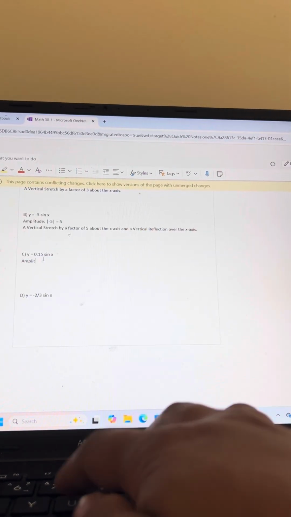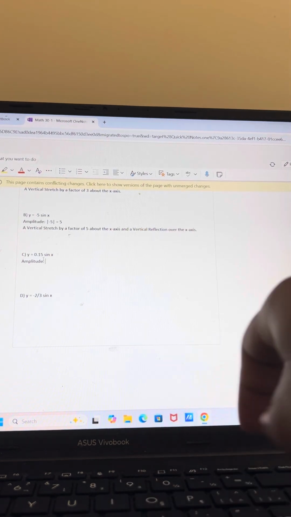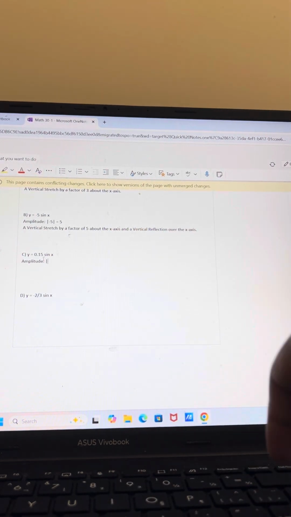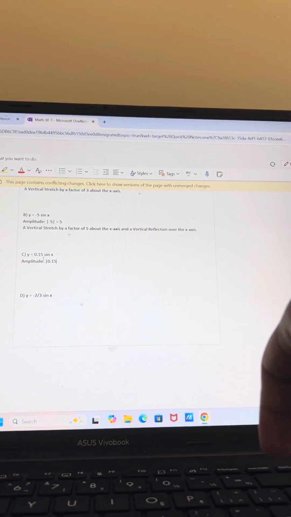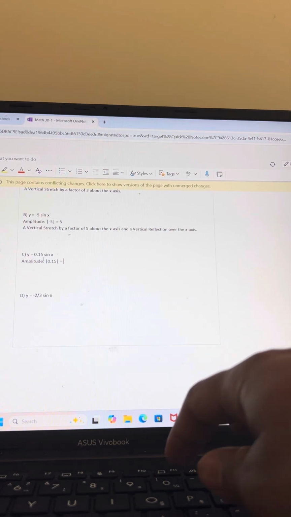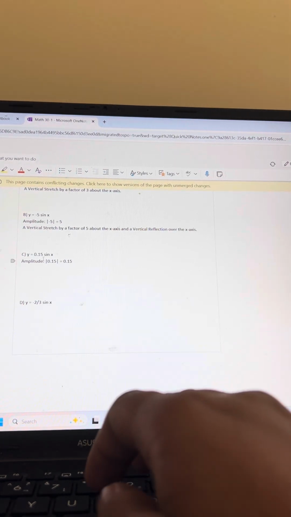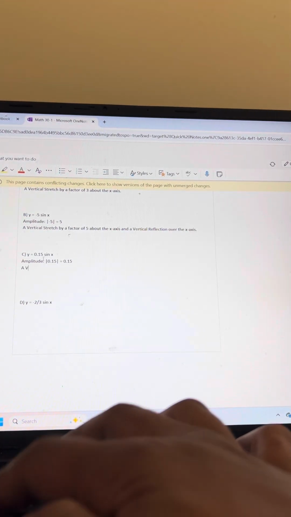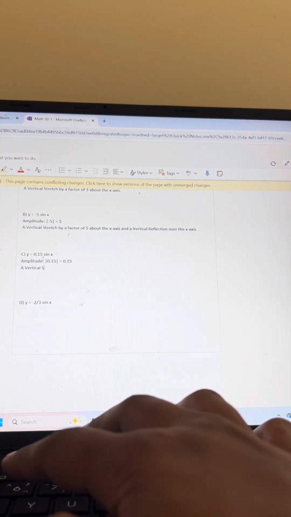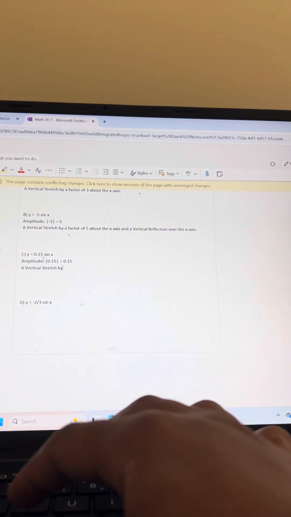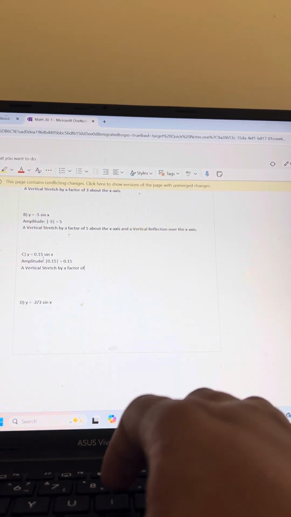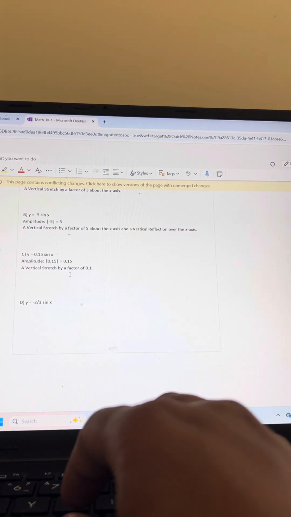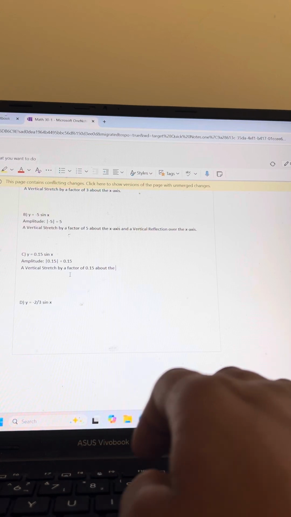Now moving on to C, the amplitude is going to be the absolute value of 0.15, and this is just equal to 0.15. So we can say this has a vertical stretch by a factor of 0.15 about the x-axis.